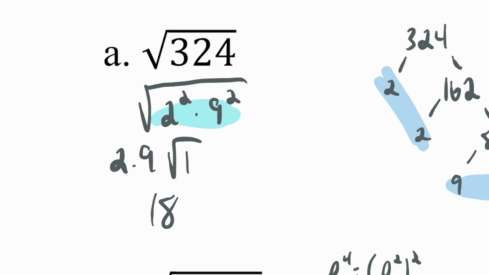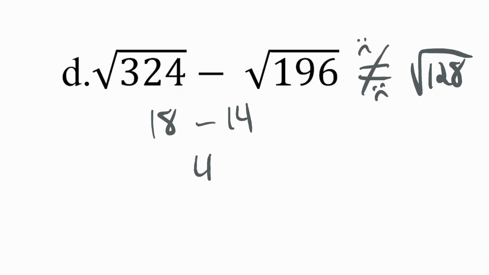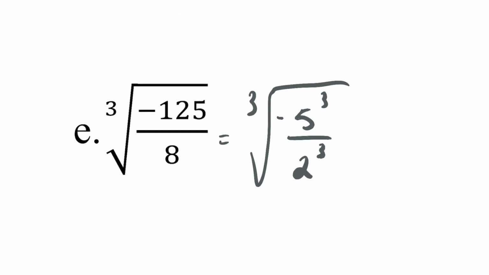That's because there's an implied, not written, but implied 2. The index of the root is 2. And since those two match, the 2 can come outside. Since these two match, the 9 can come outside, right? The exponent and the index of the root match.